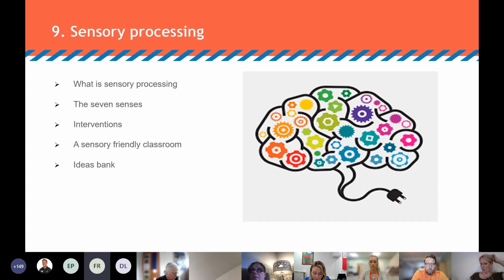Module 9 will be all about sensory processing. What is sensory processing? The 7 senses. So this will include the vestibular processes, which is all your movement, and your proprioception as well, which is your body posture and positioning. So we're looking at the 7 senses. We then look at the interventions, a sensory friendly classroom, and then an ideas bank of how you can implement and support learners in the classroom as well.